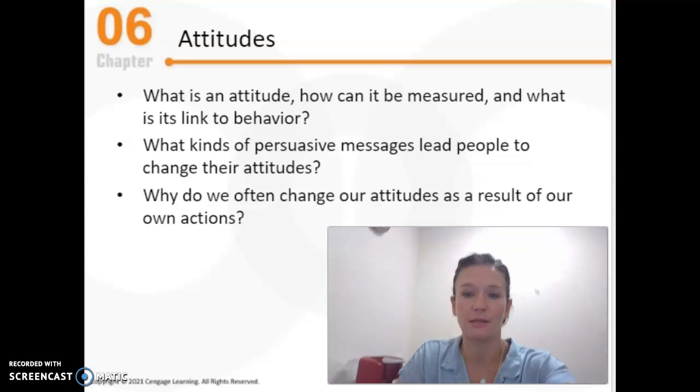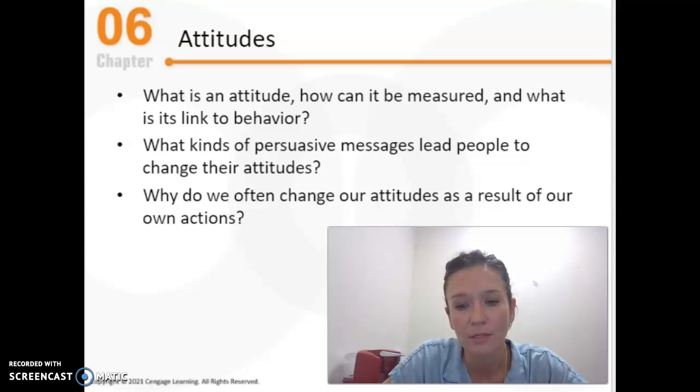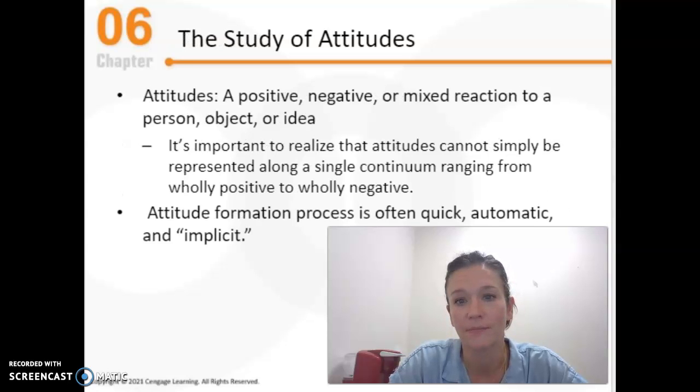So, chapter 6 is all about attitudes and how our attitudes reflect in our behavior. We are going to go over what is an attitude, a little bit about how it can be measured, kinds of persuasive messages, and if we often or at all change our attitudes as a result of our own actions. Study of attitudes. Attitudes are simply positive, negative, or mixed reaction to a person, object, or idea.